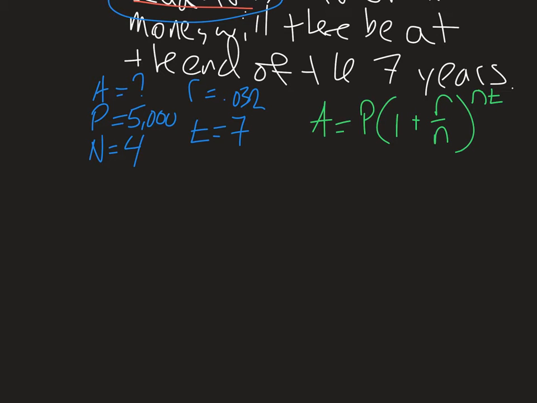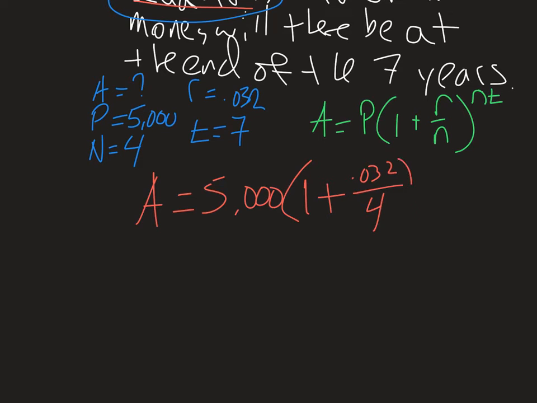Now, let's just plug in what we know. We don't know A, so A is going to equal 5,000 times 1 plus R, which in this case is 0.032, divided by N, which is 4, to the power of 4 times 7, because that's our T. And now we just simplify as much as we can.